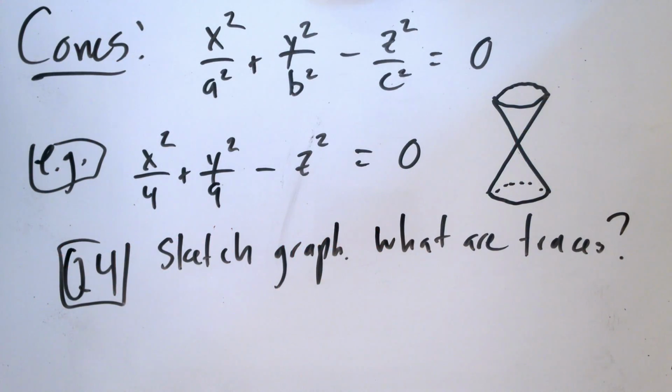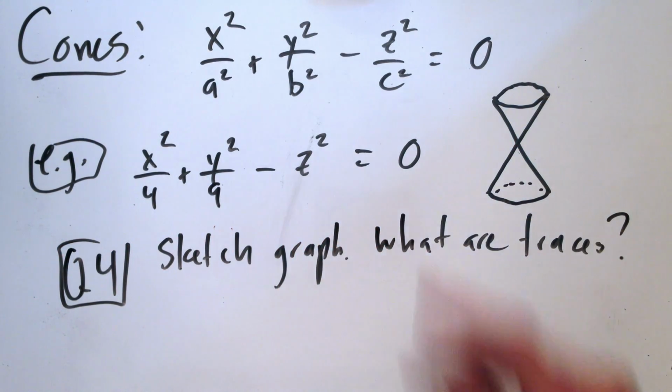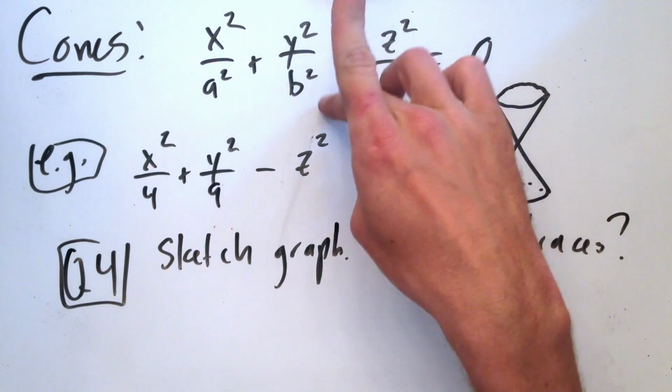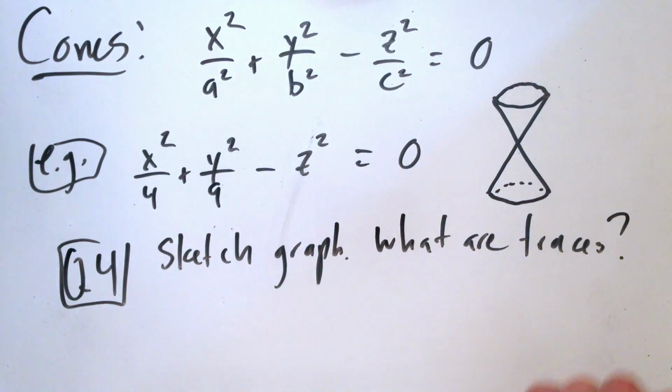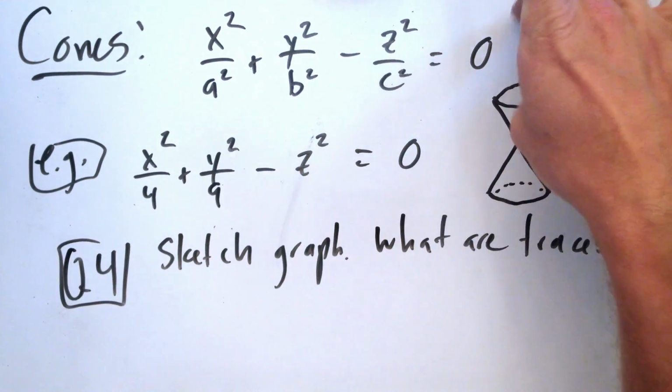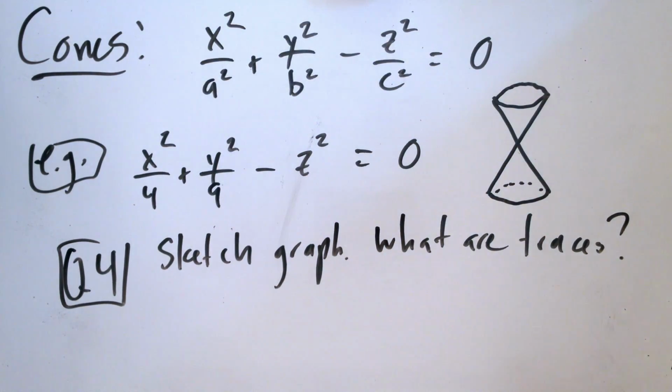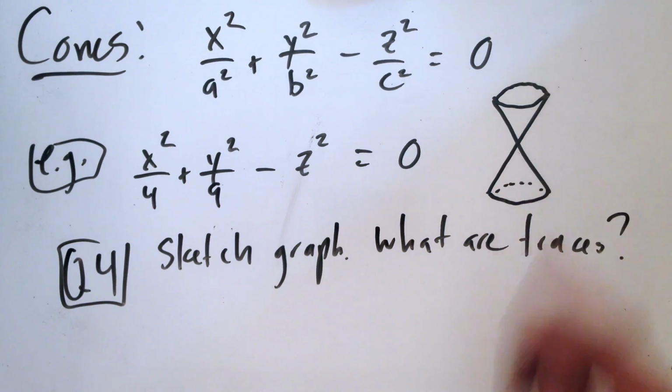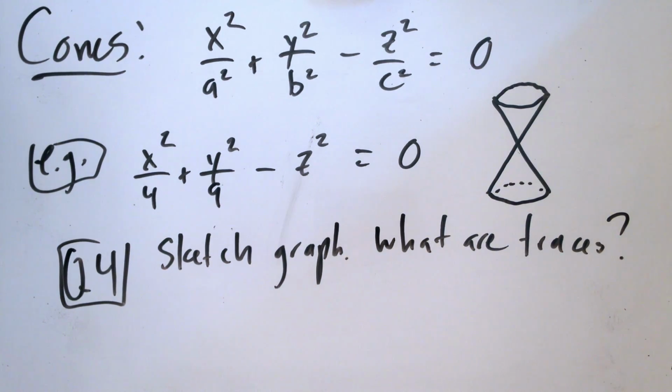Cones are the last thing to look at. This occurs when we've got x squared over a squared plus y squared over b squared minus z squared over c squared is equal to 0. So really plus, plus, minus is 0. What we get here are two cones with their tips touching. This is really the analog of the two lines, the conic section, which looks like two lines.